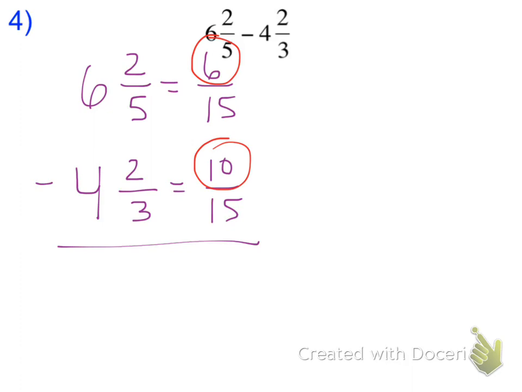We don't want negative. So you have to borrow, since you can't subtract 10 from 6 in this case. So you're going to borrow from the whole number over here. That whole number, you borrow 1, so it turns into a 5. And now to borrow 1, you could just put a big 1 there. That's great.